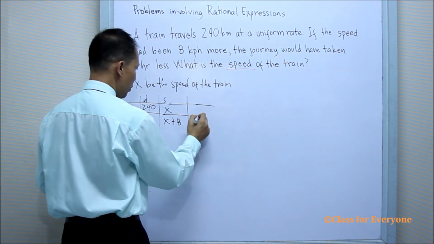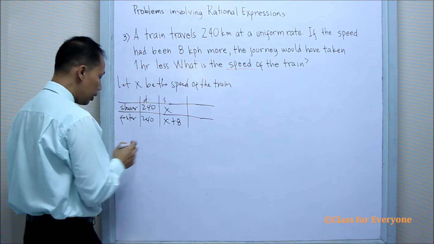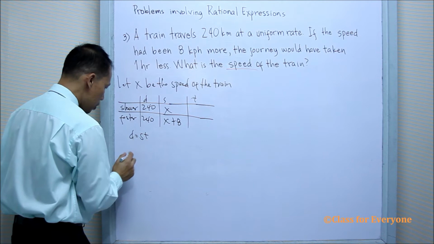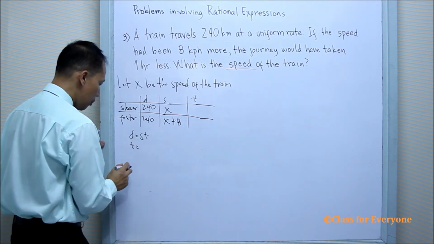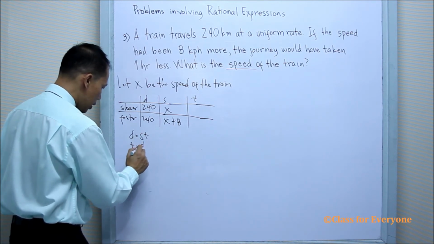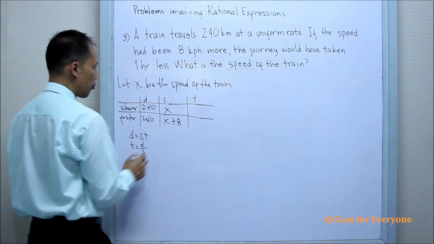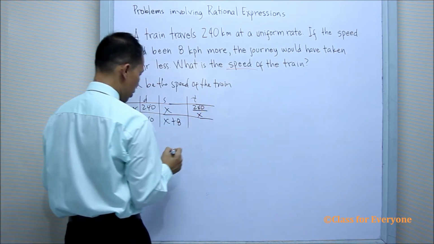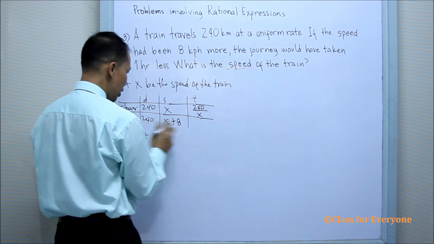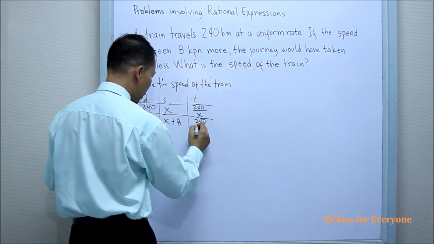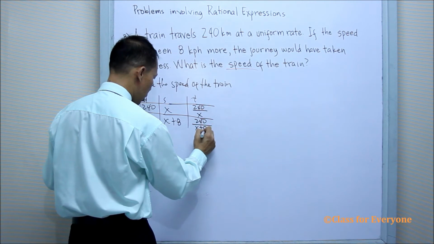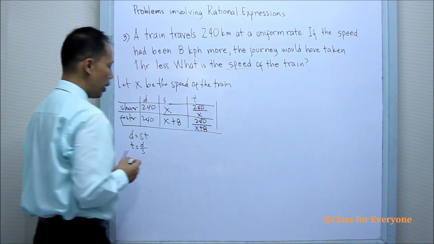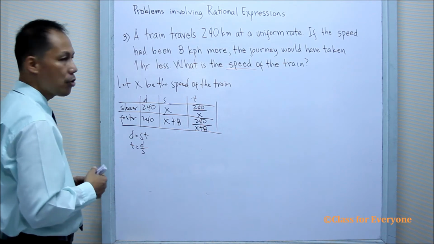And the time consumed, since we already know that the distance is equal to speed times time, therefore time is equal to distance over speed. So we have 240 over x, and in here, 240 over x plus 8. We now have the data. We can now construct an equation.